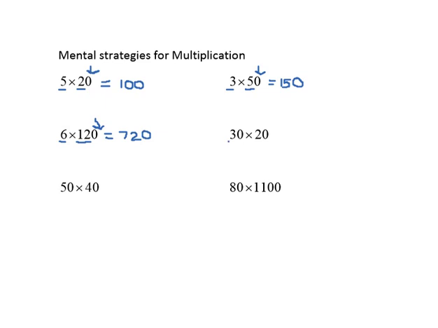30 times 20, ignore both zeros and do 3 times 2. And then add both zeros back on. 30 times 20 is 600. 50 times 40, 5 times 4 to start with, is 20. And then the 2 zeros that I disregarded, I add them back in. 50 times 40 is 2000.